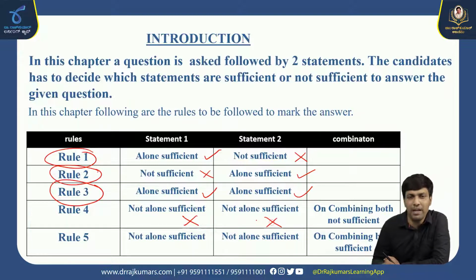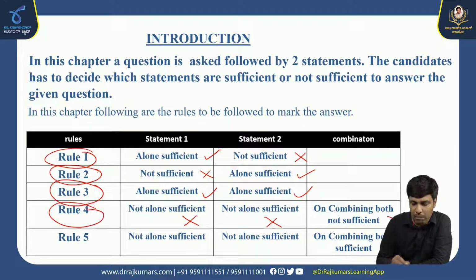When statement 1 is not sufficient and statement 2 is also not sufficient, then you need to combine the statements. On combining both, if the data is still not sufficient, then you need to mark your answer as rule number 4. Rule number 4 means statement 1 is not sufficient and statement 2 is also not sufficient, and on combining both we are not sufficient to answer the above case. In that condition, you need to mark your answer as rule number 4.